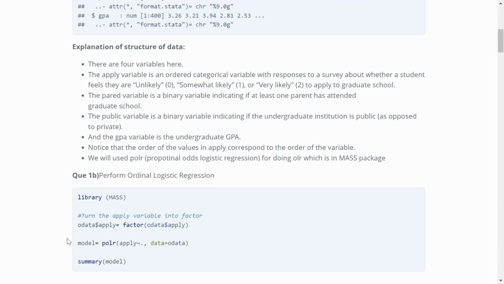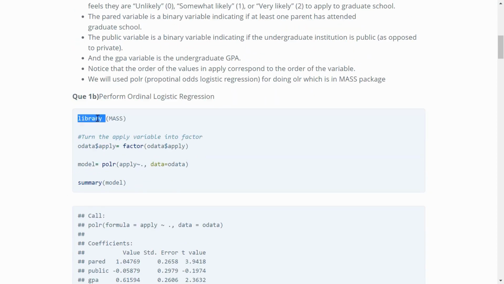Now we will move to question 1b, which says perform ordinal logistic regression. So we will first load the library. Then we will convert the apply variable to a factor variable. We can simply use the $ sign to subset the apply variable from our dataset, and then use the factor command on the subsetted variable to convert it into factors, and then store it in the dataset in place of the original variable. This way, the original apply variable will be replaced by the new apply variable, which is a factor. Now we are good to go to build the model.